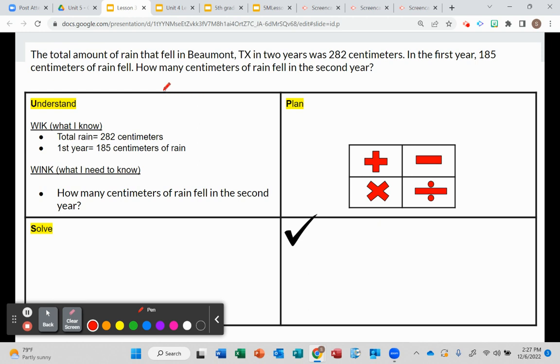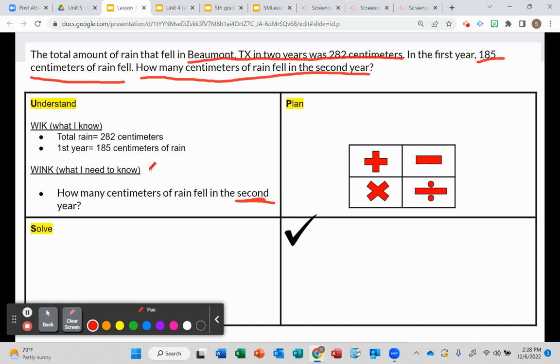So let's go over our U, our understand part. We're going to do this by using our WICK and WINK, so what I know and what I need to know. For WICK, what do I know? I know that the total rain in Beaumont, Texas was 282 centimeters in 2 years, right? So that's over there in that portion. Then I also know I had 185 centimeters of rain in the first year. Okay, that's the information that I know from my problem. Now let's go into our WINK, what I need to know. What I need to know is how many centimeters of rain fell in the second year, right? So that is what our question is. That is what I need to solve.